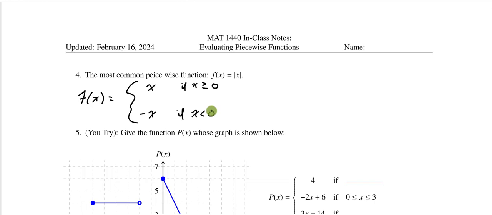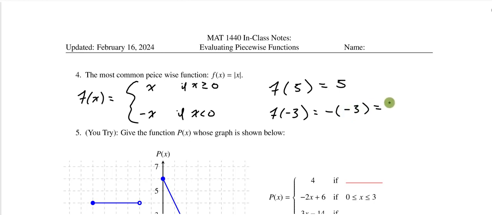So let's go ahead and practice that, folks. If I were to ask you to evaluate f of 5, this would be equal to, well, let's see here, which of the two pieces apply? Well, 5 fits in this interval, the first one, and so we just return the value 5. But if we were to do, say, f of minus 3, the second piece applies. Notice negative 3 is strictly less than 0, so the second piece applies. So we say that's going to be minus parentheses minus 3, which is equal to 3. And that's how we use the absolute value function as a piecewise function.